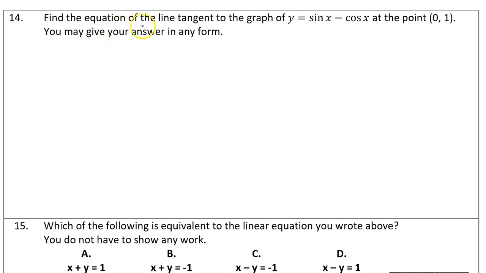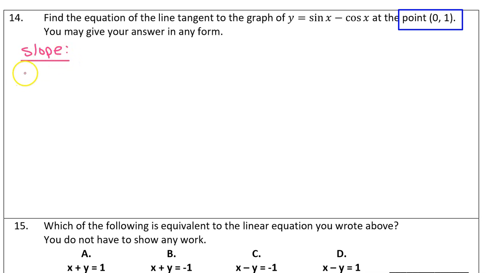Number 14, find the equation of the line tangent to the graph y equals sine x minus cosine x at the point 0, 1. You may give your answer in any form. You know that to find the equation of the tangent line, we need a point and the slope. They were kind enough to give us the whole point, so that part of the work is done. We can move on to finding the slope.